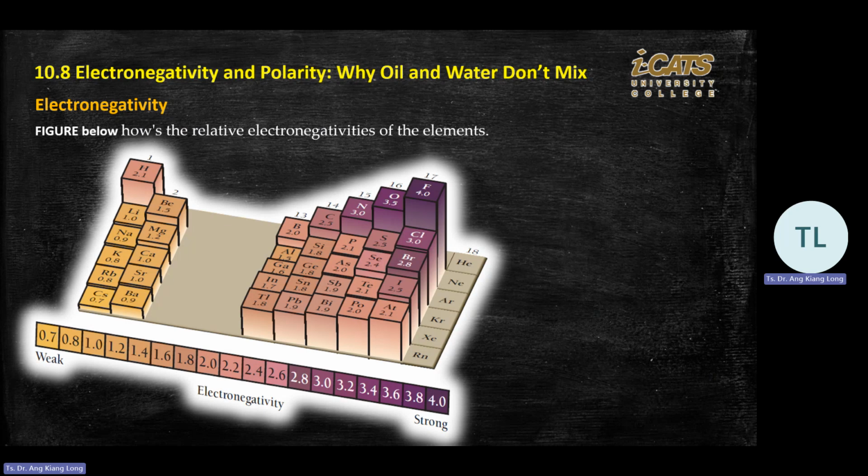For example, the highest in this chart is F, 4.0. The lowest in this chart is CS, 0.7. If the question asks you to compare side by side, CS and BA, which one is more electronegative? Which one has more tendency to become negative? BA. So if these two are put together, CS will become the positive pole, BA will become the negative pole.